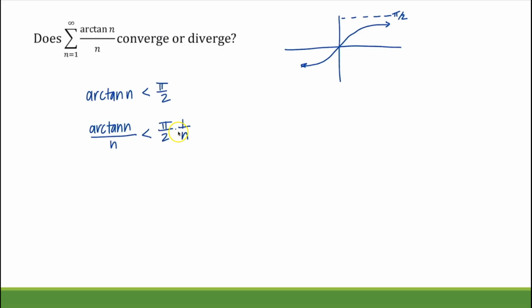And so the question is now, is this helpful? Right? So here, let's think about the sum of 1 over n, because we could just think about pulling that pi over 2 out. Well, the sum of 1 over n is the harmonic series, and we know that the harmonic series diverges.